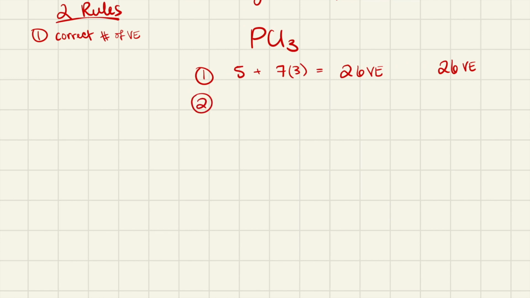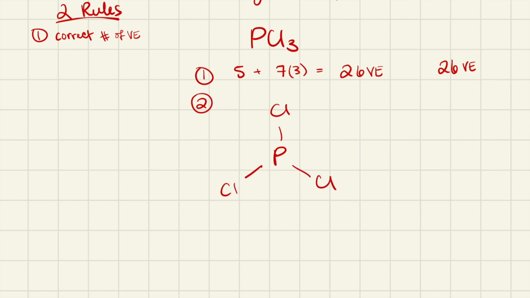Number 2, we're going to start our skeleton structure. And phosphorus is the least electronegative option between these. Chlorine usually likes to bond with 1 thing. Phosphorus typically likes to bond with 3 things. I know that based off their valence electrons. And so we're going to put phosphorus in the middle and chlorine at the 3 ends.